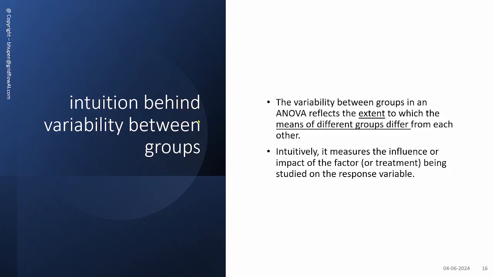Now, what's the intuition behind the variability between the groups here? This gives an extent to which the means of different groups are deviating from each other. So you have a common mean across all the groups, and then you're looking at individual means and seeing how much variation or deviation exists. So intuitively it measures the influence of the treatment, let's say the fertilizers or any teaching method. So what is the impact of that treatment on the data overall?